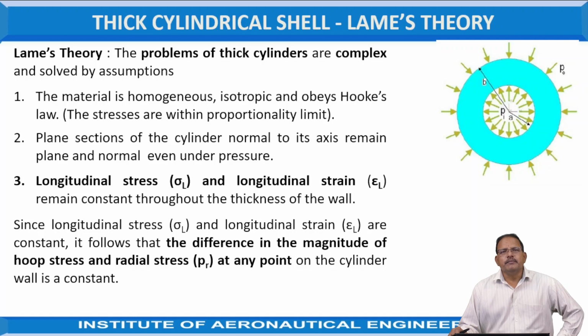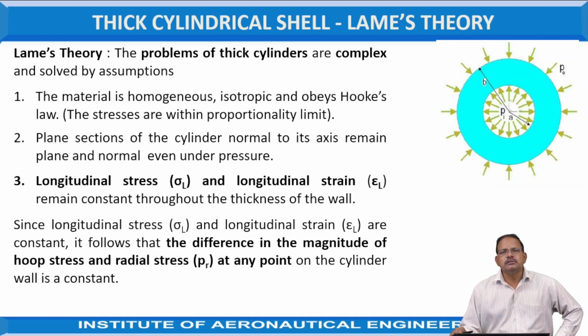The first one is that the material is homogeneous, isotropic, and obeys Hooke's law. That is, the stresses are within the proportional limit, and isotropic means the elastic properties of the material are the same in all directions. Second, the plane of the section of the cylinder normal to its axis remains plane and normal even under pressure. Third, the longitudinal stress sigma 1 and longitudinal strain epsilon remain constant throughout the thickness of the wall.